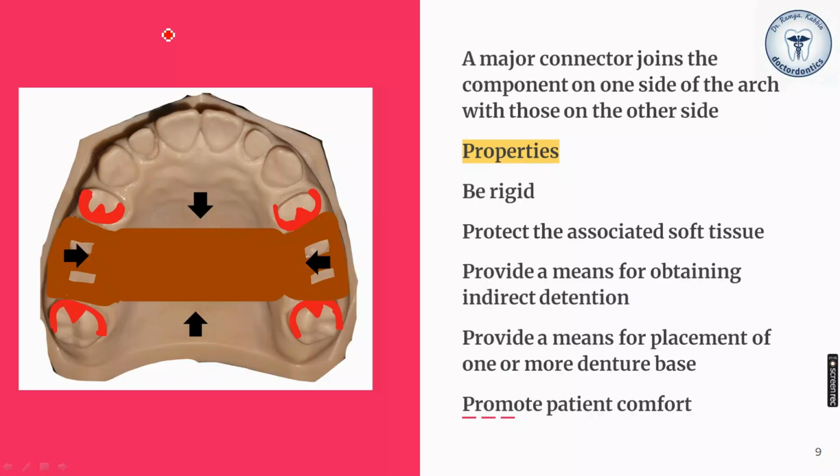Now, what are the properties of the maxillary major connector? It should be rigid. Why rigid? As it will hold all the components together and form one system. Hence, it should be rigid to avoid flexure between both sides, and it will protect the underlying soft tissue. Hence, the next thing is to protect the associated soft tissue. Then it will provide a means of indirect retention, as I told you earlier, and it will provide a means for placement of one or more denture bases.